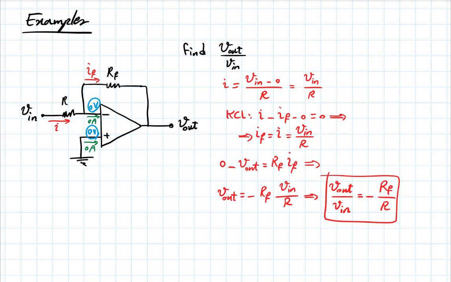But that's fine. So if you wanted an amplifier that has a gain of 100, all you have to do is to put an RF of 100 kilo ohms, let's say, and an R of 1 kilo ohm, and you will get that gain. So this is an amplifier, and because it gives you a negative ratio of output over input, it's called an inverting amplifier. So this is a very, very well-known op-amp circuit.